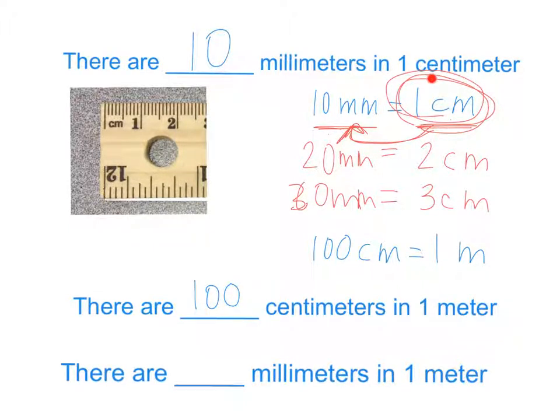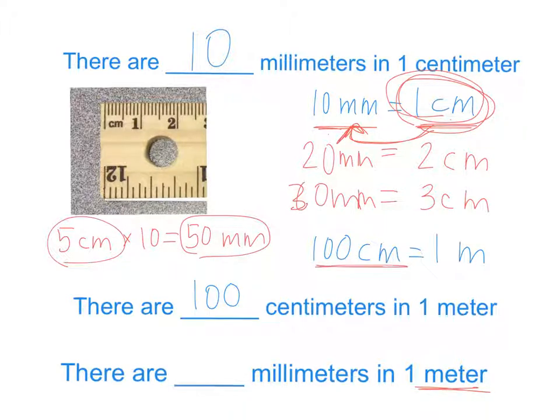If I take the number of centimeters I have and I multiply it by 10, that will give me the equivalent number of millimeters. Do you agree? Yes. So if I have, let's say, 5 centimeters, and I multiply that by 10, I will have how many millimeters? 50. Does that mean that 50 millimeters is the same length as 5 centimeters? Yeah. Okay. Now if I'm trying to figure out how many millimeters there are in 1 meter, and I know there's 100 centimeters in 1 meter, what could I do?